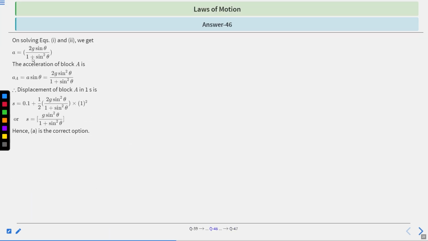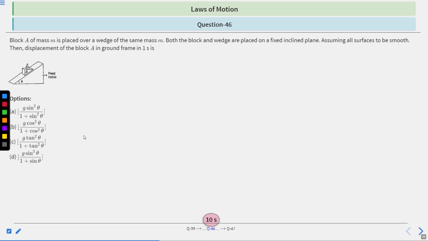On solving these terms, a equals 2g sin theta divided by 1 plus sin square theta. This is the acceleration of block A, and this is the displacement of block A in 1 second. Solving this term, we get s equals g sin square theta upon 1 plus sin square theta. Hence, A is the correct option.